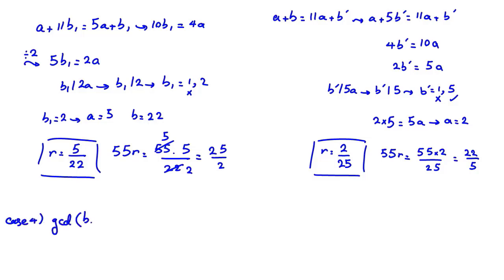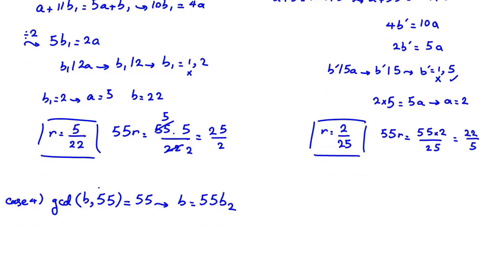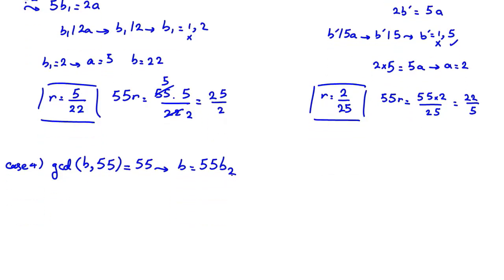GCD of B and 55 equals 55. So in this case, we conclude B equals 55, for example, B2. Why have I not said B1? Because we've used B1. It's better to use new variables. Do not make a mistake for the marker if it is in a full solution exam.